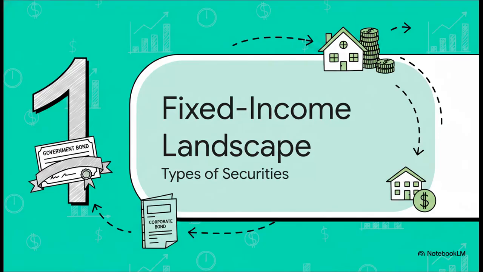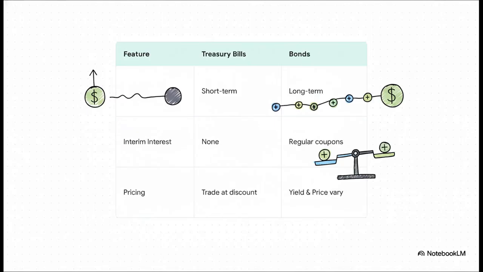The fixed income landscape. Okay, so right off the bat, there's a stark contrast between the core instruments you'll see in the wild. On one side, we've got short-term treasury bills. Take a 90-day UST bill, right? It doesn't pay any interim interest at all. Instead, it trades at a discount. You buy it for, say, $99 and it matures at $100. That $1 profit, that's your yield.